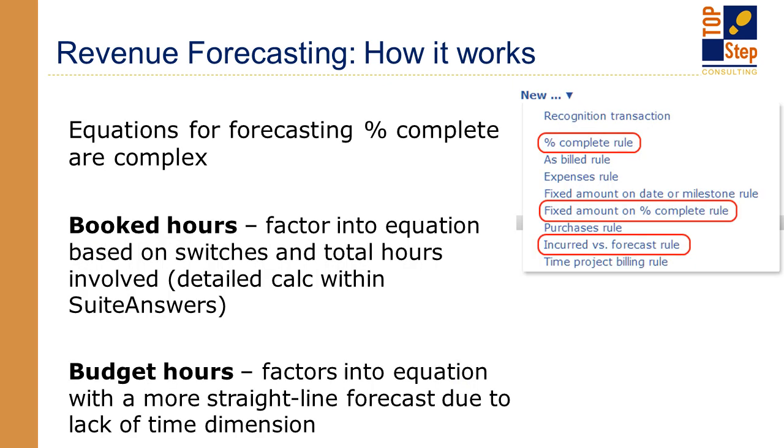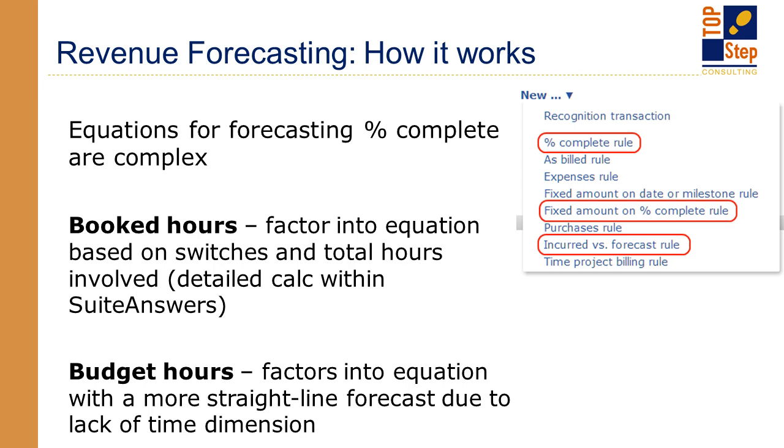So again, within the revenue forecasting, the 3 separate revenue recognition rules, which take into consideration percent complete, are the percent complete rule. We'll talk about that one, just a very simple, straightforward, fixed amount on percent complete. And then the incurred versus forecast. Each of these has their own variables, and then some of them have internal switches which might need to be considered. So looking at both our booked hours or assigned, depending if you're using assignments instead of bookings. Again, those will factor into the equation based on the switches and total hours.